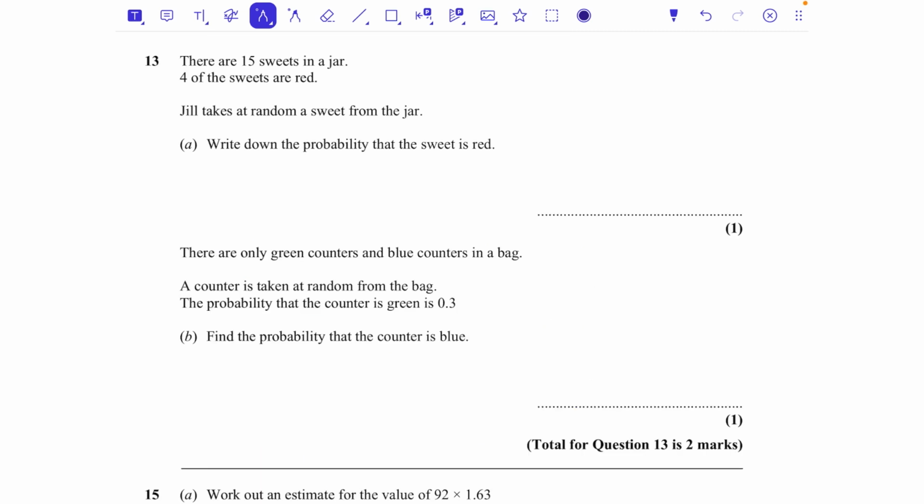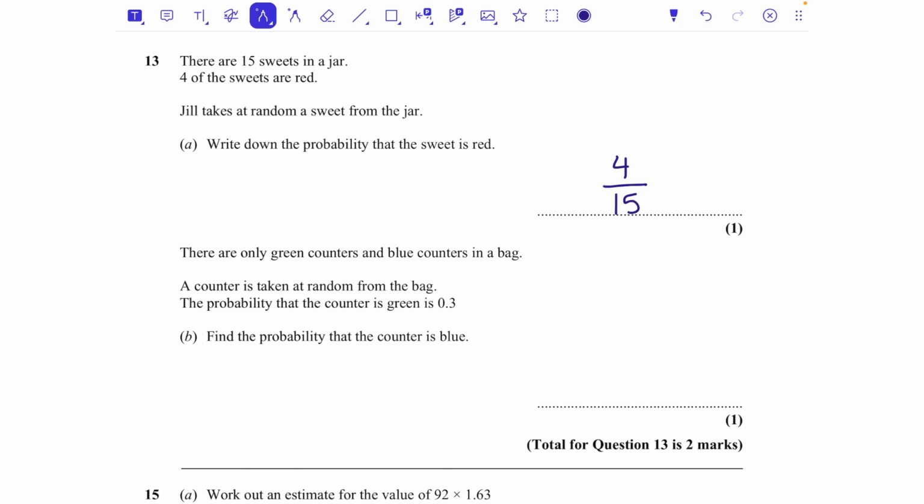Question number 13. There are 15 sweets in a jar. 4 of the sweets are red. Jill takes at random a sweet from the jar. Write down the probability that the sweet is red. So if there are 4 red sweets out of 15 sweets in the jar, that is going to be our probability. 4 out of 15.